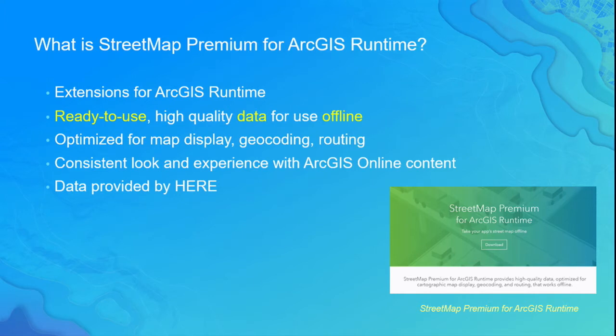The key here is that this is the same or similar data that we use for ArcGIS Online. So there's a consistent look and feel with the data display with the StreetMap Premium data extensions, as you would have with ArcGIS Online and some of the base maps that we offer. The underlying data, in this case, is provided by HERE. So keep that in mind.